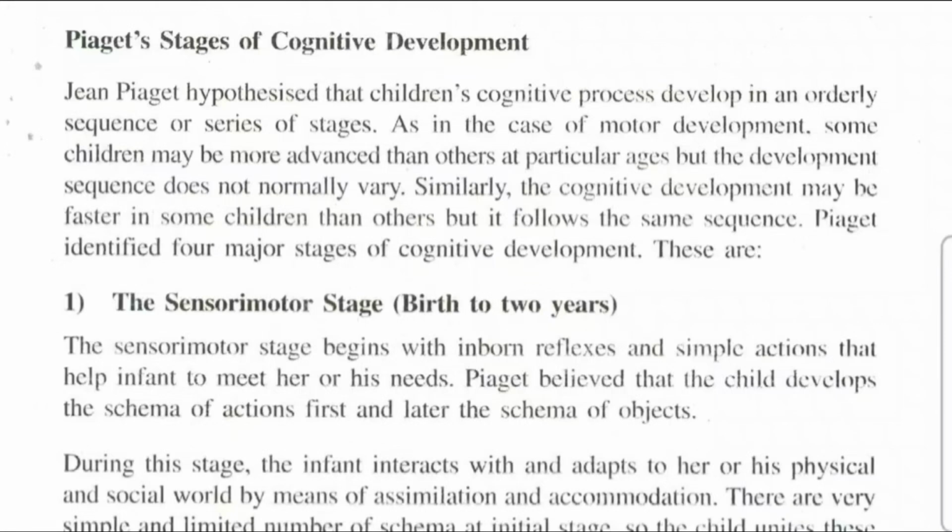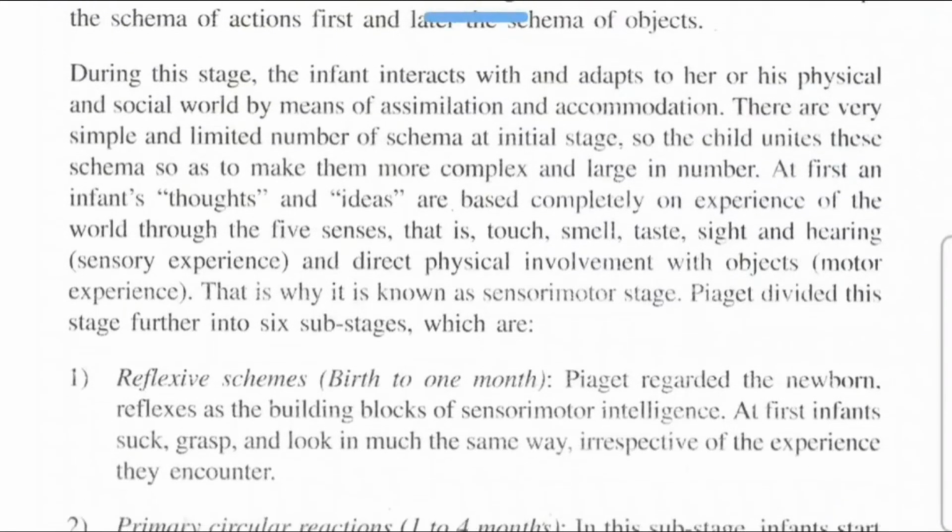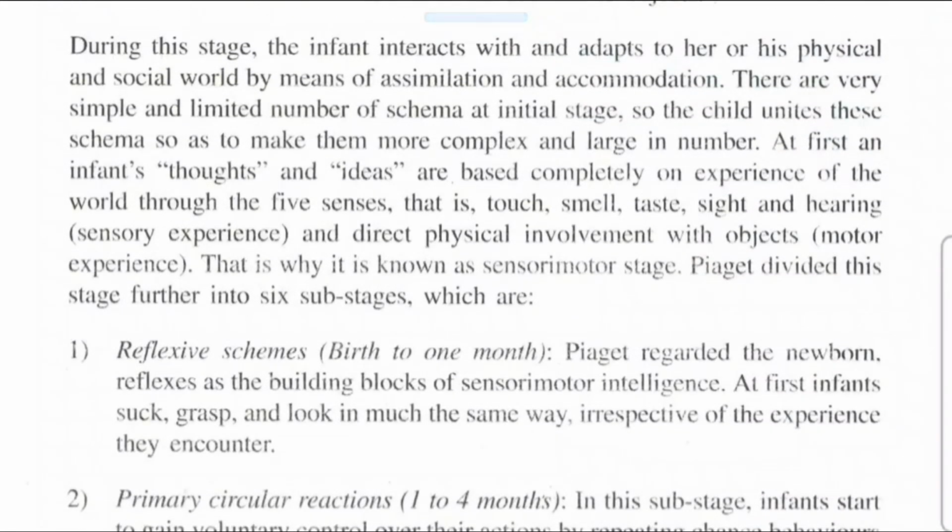These are: 1. The sensorimotor stage, birth to 2 years. The sensorimotor stage begins with inborn reflexes and simple actions that help the infant meet her or his needs. Piaget believed that the child develops the schema of actions first and later the schema of objects. During this stage, the infant interacts with and adapts to her or his physical and social world by means of assimilation and accommodation. There are very simple and limited numbers of schemas at the initial stage, so the child unites these schemas to make them more complex and numerous.